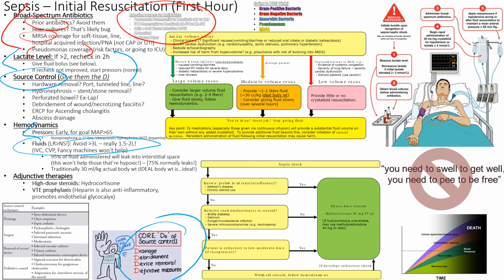Okay, pressors, sometimes you need to start them right away if blood pressure starts plummeting, right? It's like blood pressure is like 90 and then it's 60. Oh, let's wait for the fluid bolus to finish. No, they probably just need pressors right now. All right, they're getting sicker in front of your eyes.